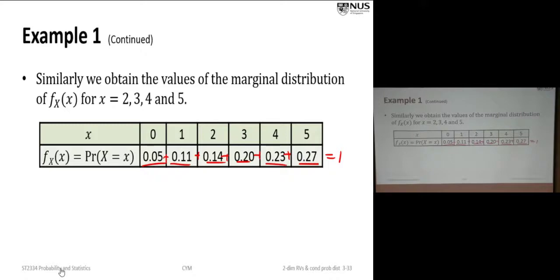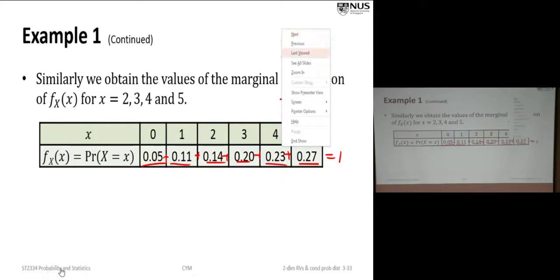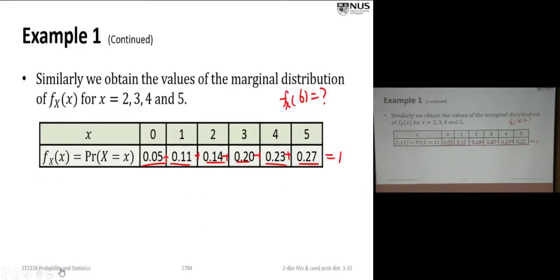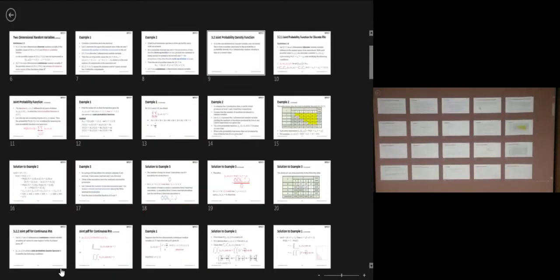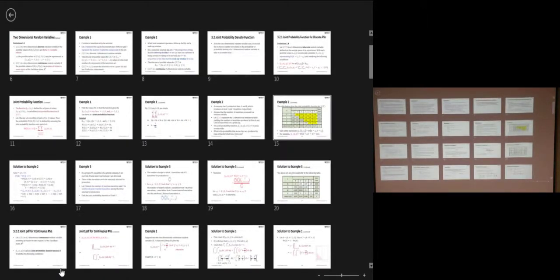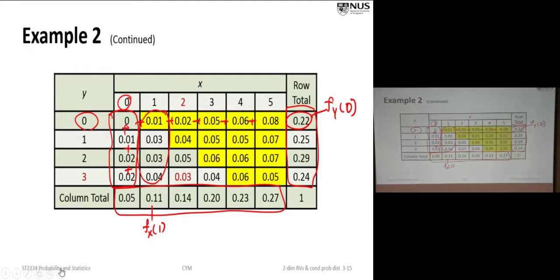Then how about f of x at 6? What is the probability of x equal to 6? 0. How do I know it's 0? Looking from the joint density function. Recall, you look at this. All right, you can see that there is no x equal to 6.